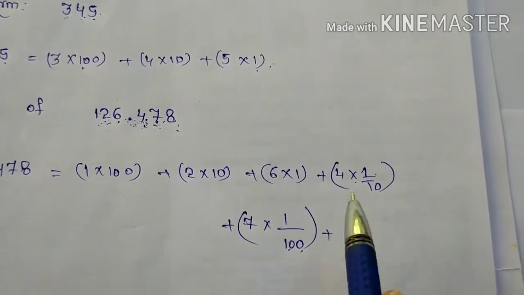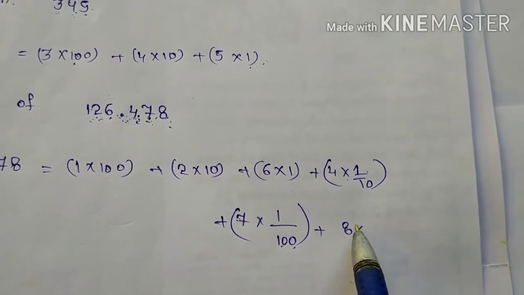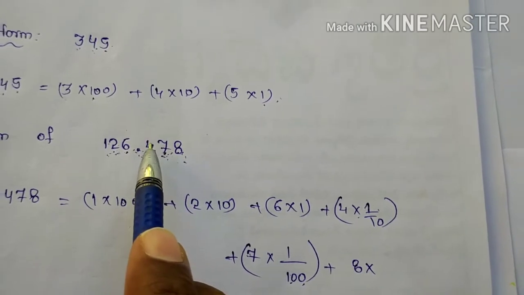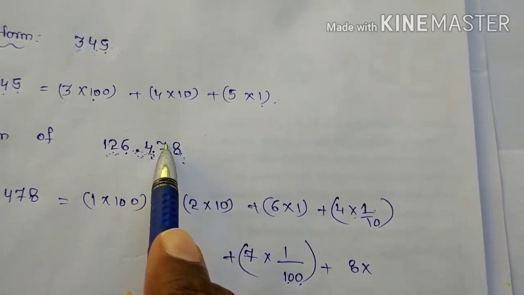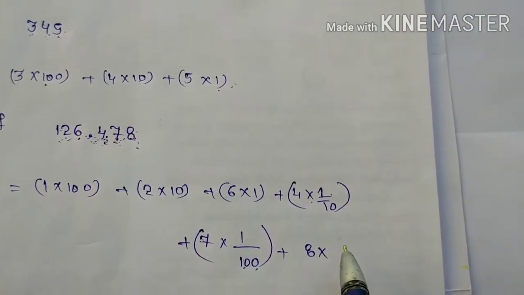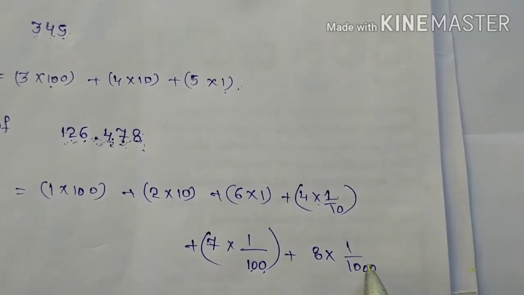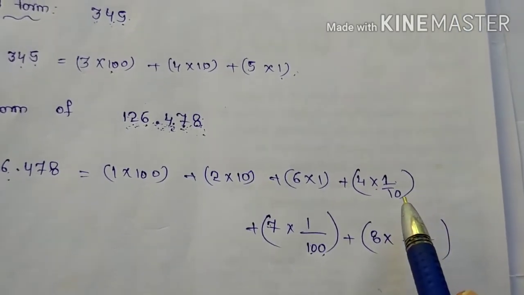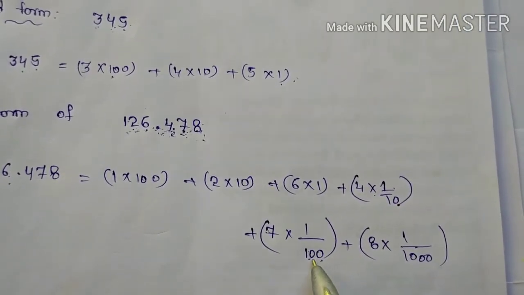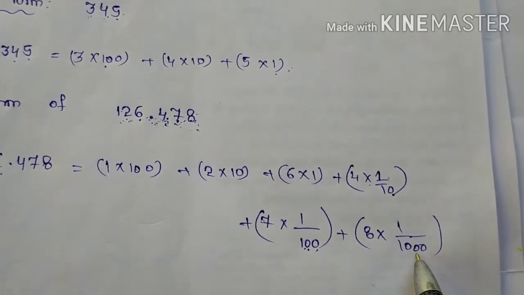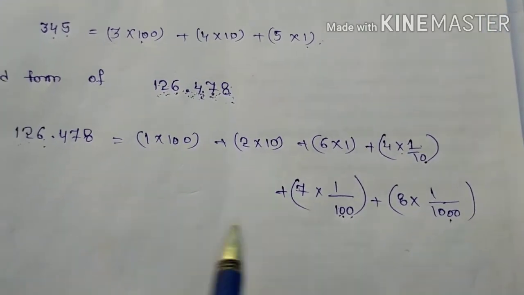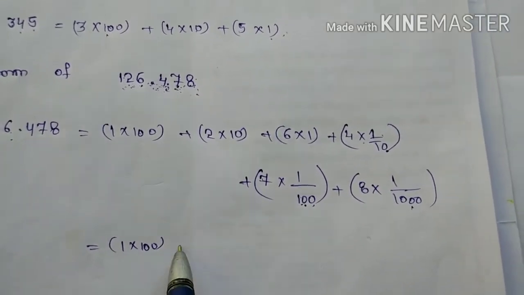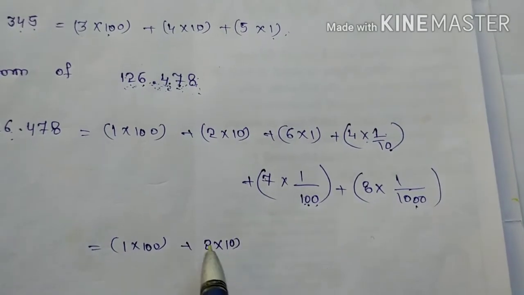Next you can see 8. That means you can write 8 into which place? First place, second place, third place. That means tenth, hundredth, thousandth. 1000 means you can write 1 by 1000. Is it okay? Very easy one. This is the tenth place, first one. Second one means the hundredth place. That means thousandth place.